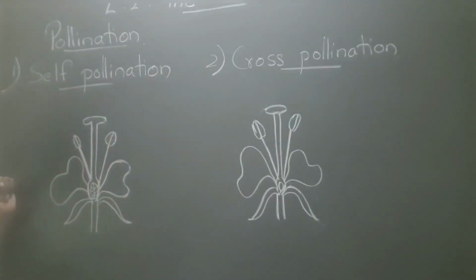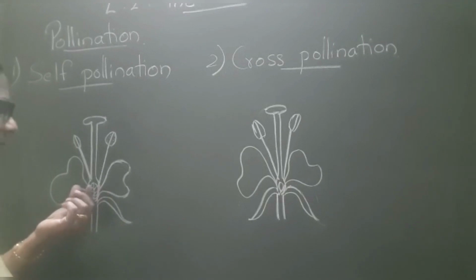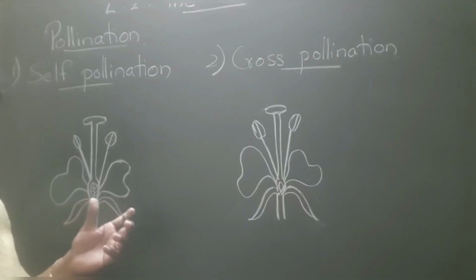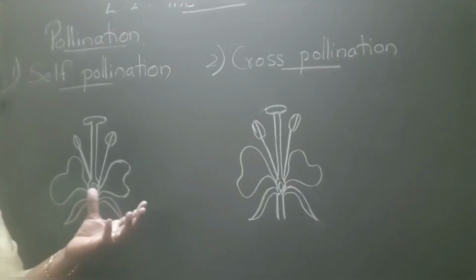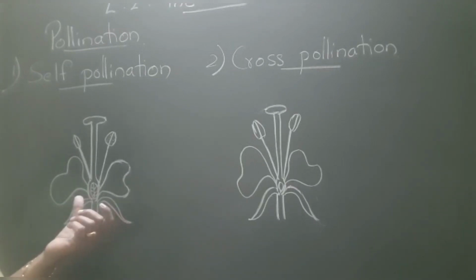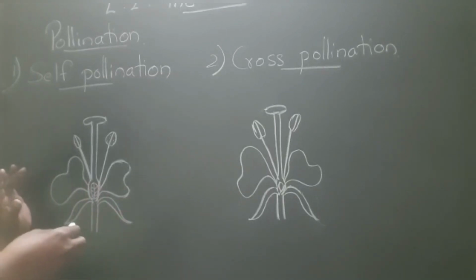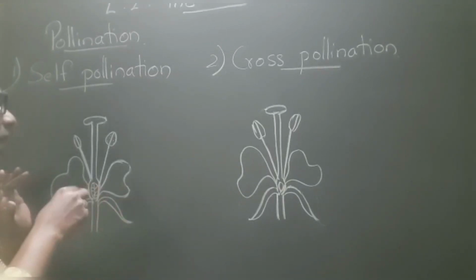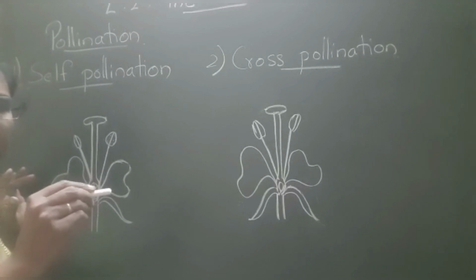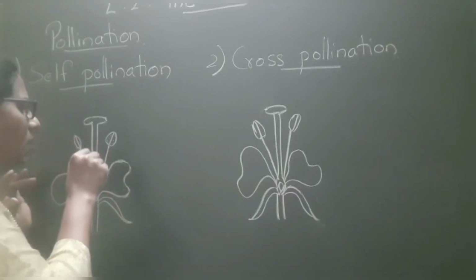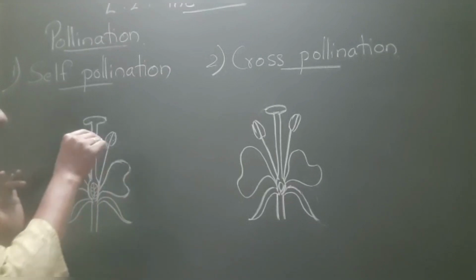What is self-pollination? As I told you, insects come to suck the nectar from the flower. Flowers are very attractive because they are bright in color, have a sweet smell, and have nectar in them. So insects are attracted to the flower and come to suck the nectar, because nectar is their food.